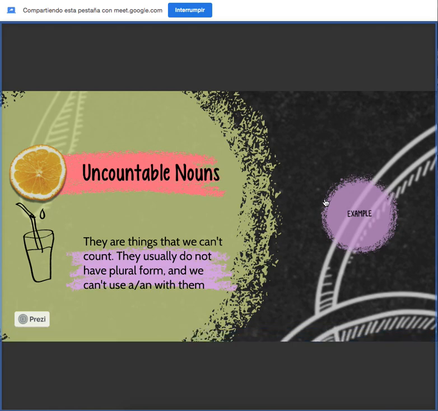So, I am going to show you some examples, in this case, of countable and uncountable nouns, specifically with food, because, of course, we have countable and uncountables with something else, like feelings, emotions, and so on, but I am going to show you now some examples with food. However, you have 15 seconds to take notes of this slide of uncountable nouns. Go ahead, babies, take notes of it.